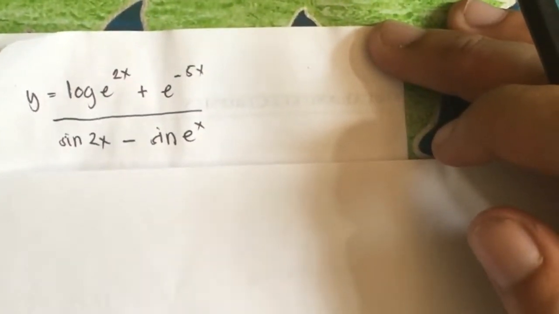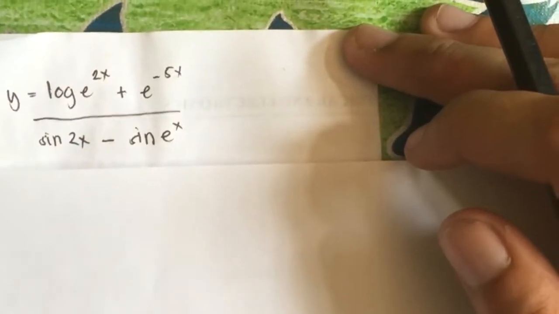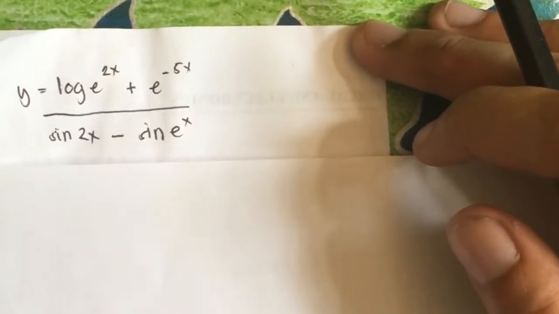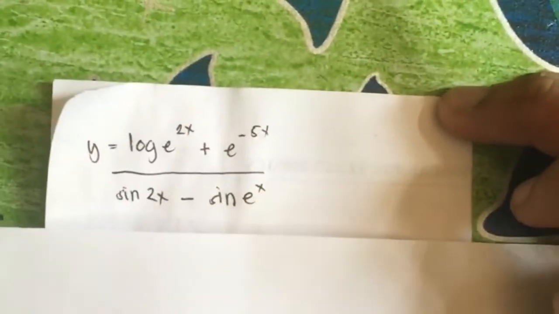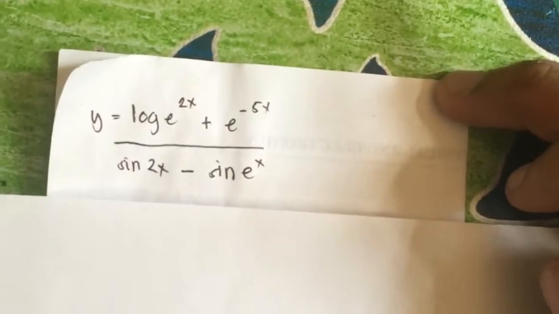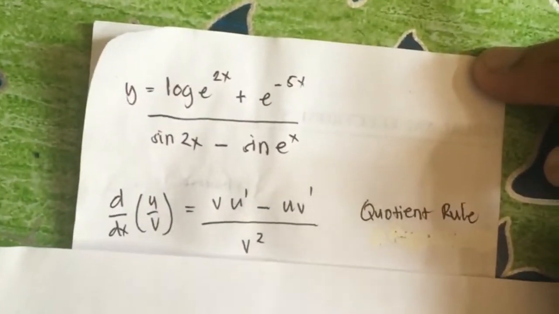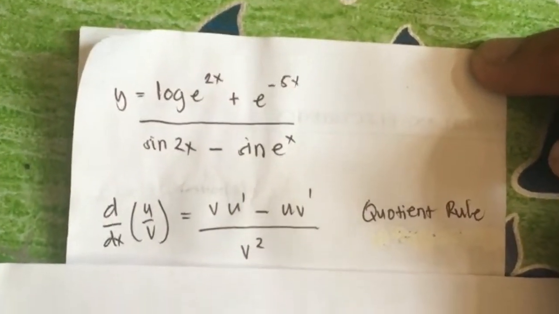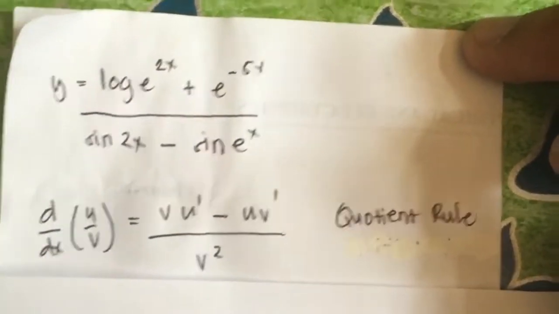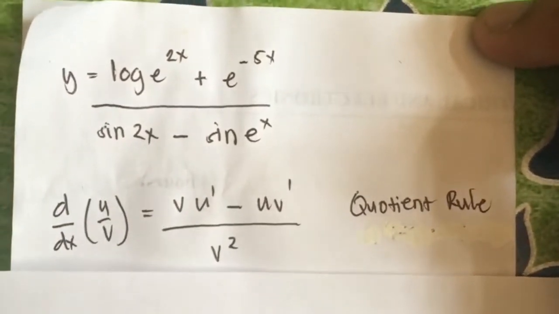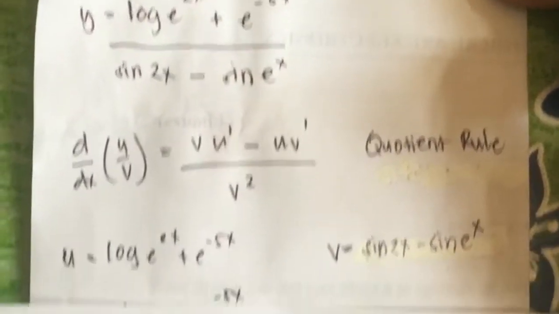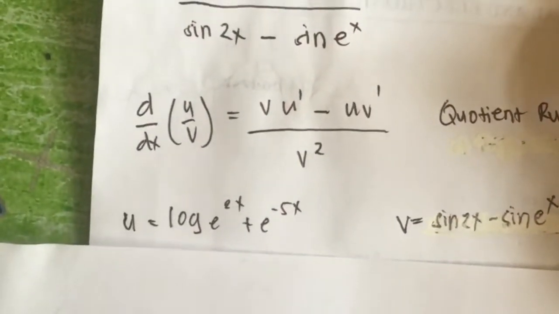and today we are going to solve a mathematical equation that we form as a group. So this is our problem. Y equals log e power of 2x plus e power of negative 5x over sine 2x minus sine e power of x. This problem is the quotient rule of differentiation. We need to identify the u, v, and u prime and v prime, which are the differentiation of u and v. So we are going to identify the u and v.